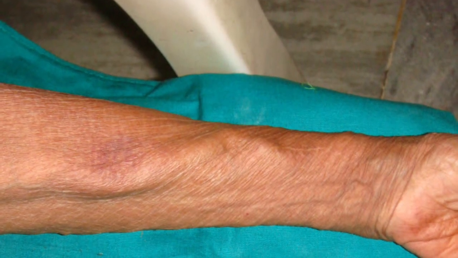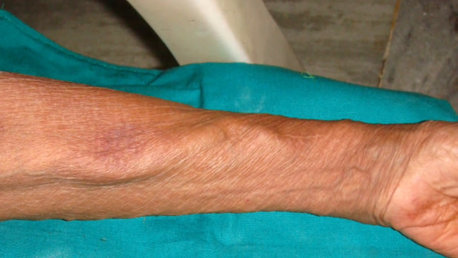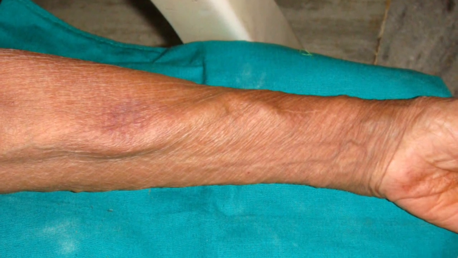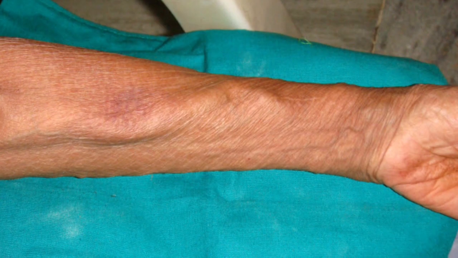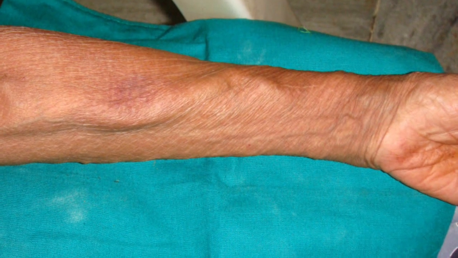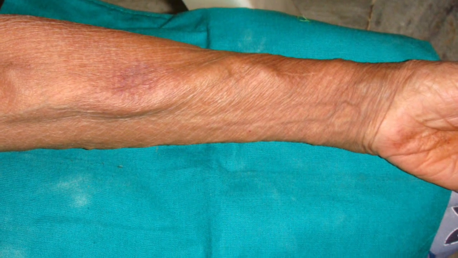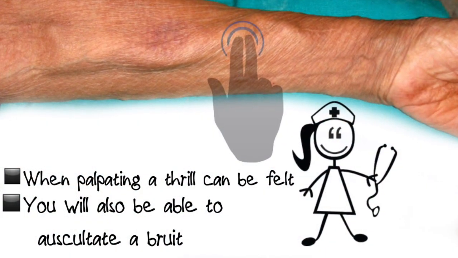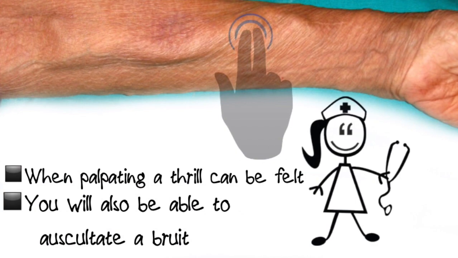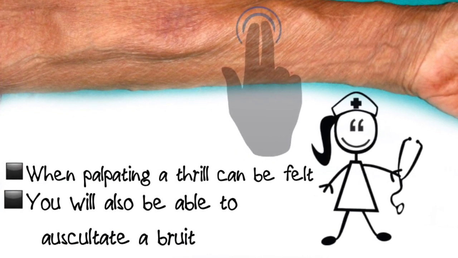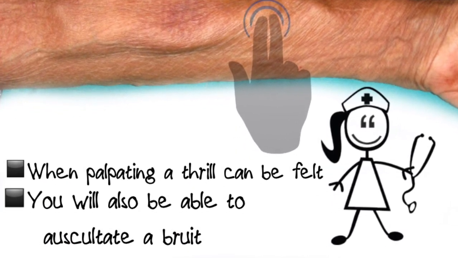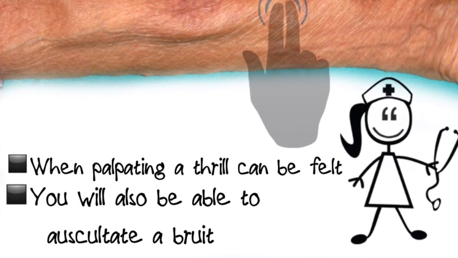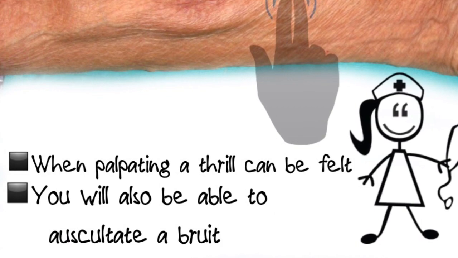Due to the high volume and high pressure, the vein becomes arterialized with a larger caliber and thicker walls. AVFs should be placed at least 3 months before the need to initiate hemodialysis, and maturation time of the arterialized vein can take 6 weeks to months. Normally, when palpating the area of anastomosis, a thrill can be felt. You will also be able to auscultate a bruit, or a swishing sound, with your stethoscope. This is because of the high velocity of arterial blood flow through the vein.